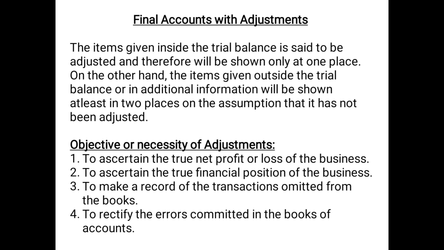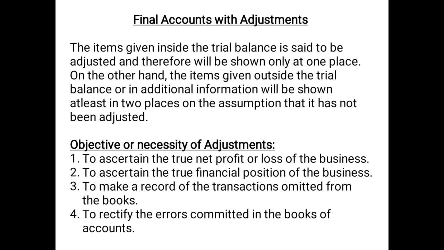They are shown outside the trial balance, and therefore those items which are shown outside the trial balance are considered as adjustments. And do remember the golden rule regarding the adjustment, that any item, any transaction which is given outside the trial balance, the rule says it will be shown at least at two places. Minimum of two it will be shown. That means, to summarize, all those items which are given inside the trial balance are shown at one place, whereas all those items which are shown outside the trial balance are shown at minimum of two places.